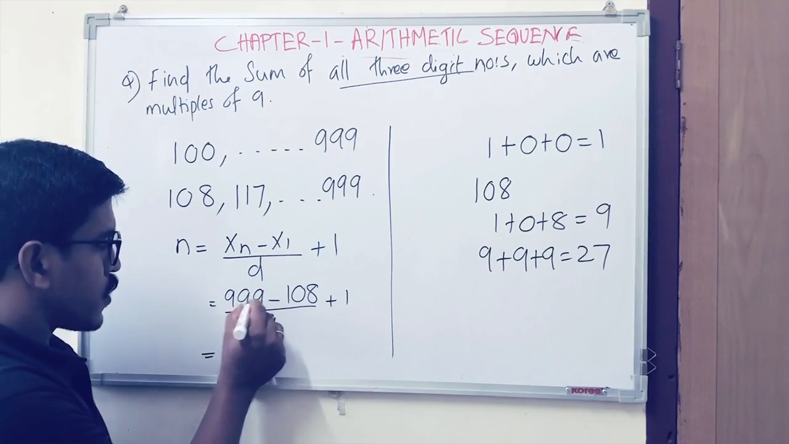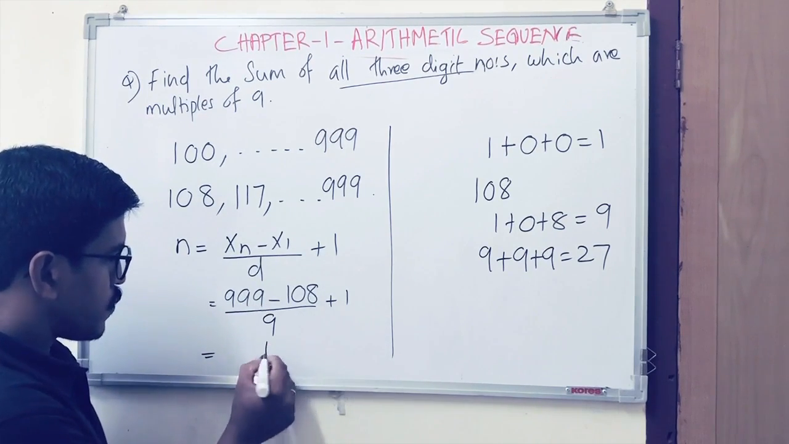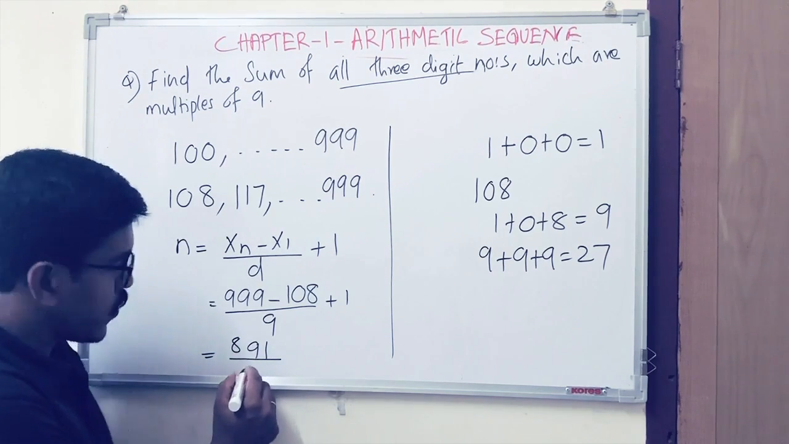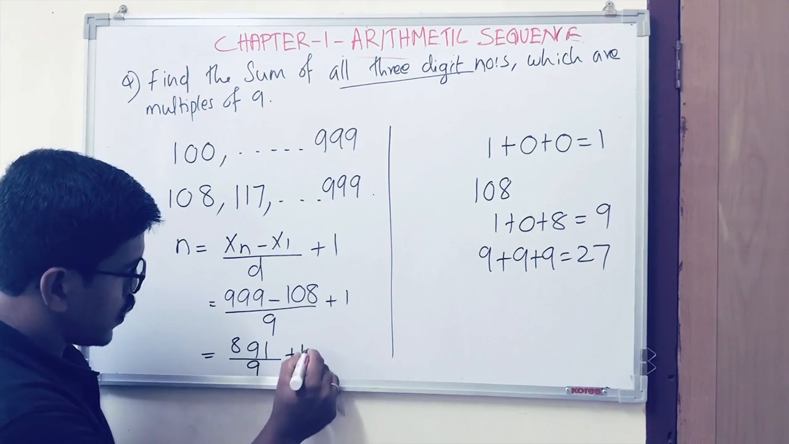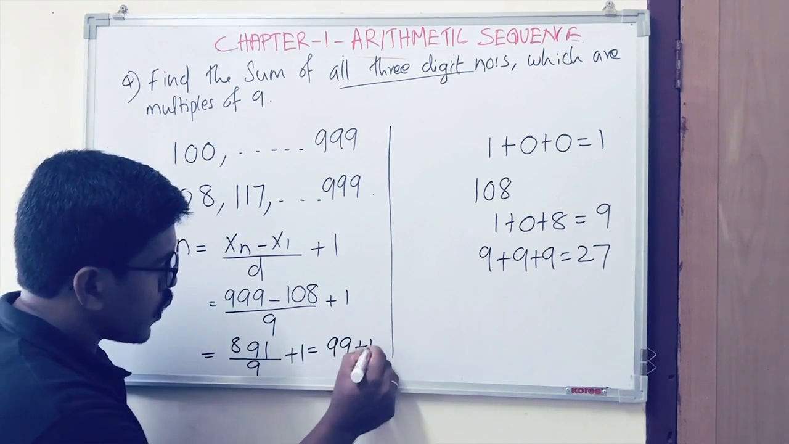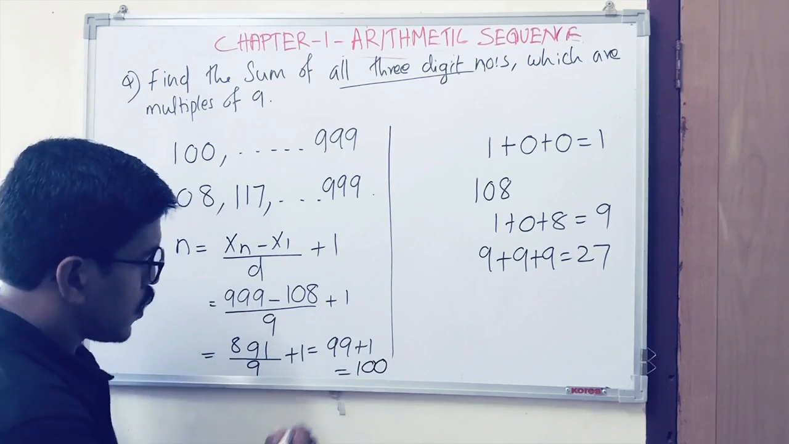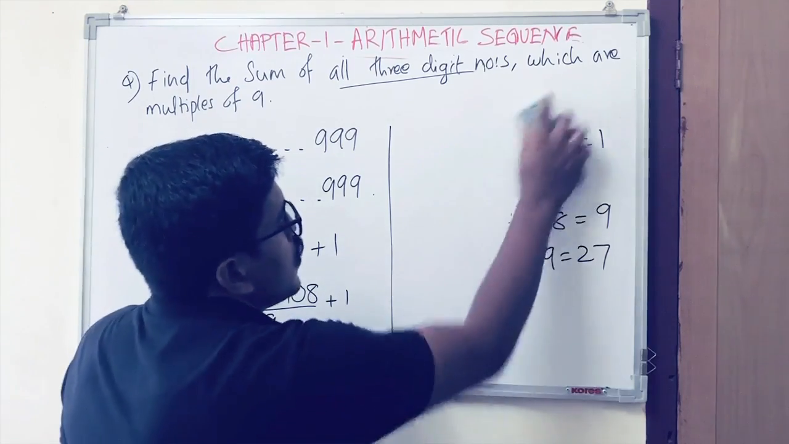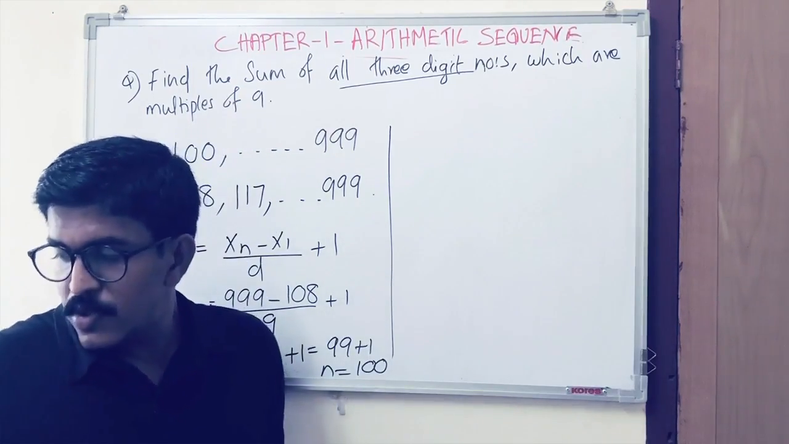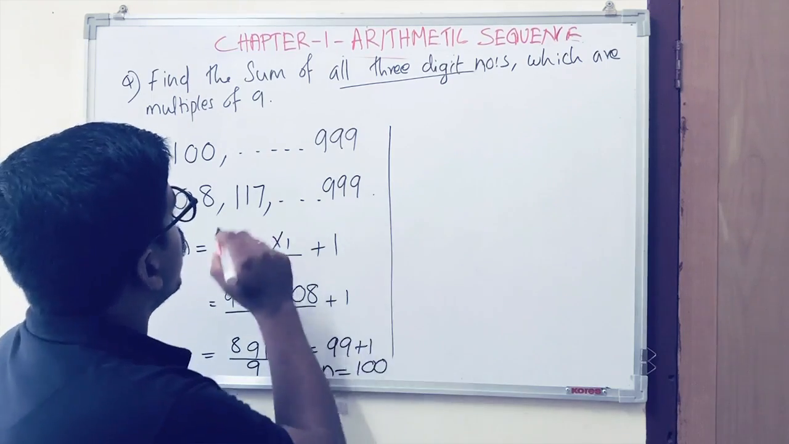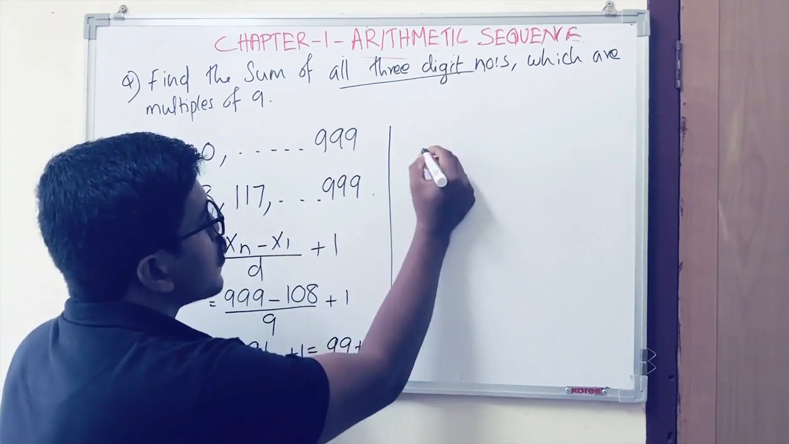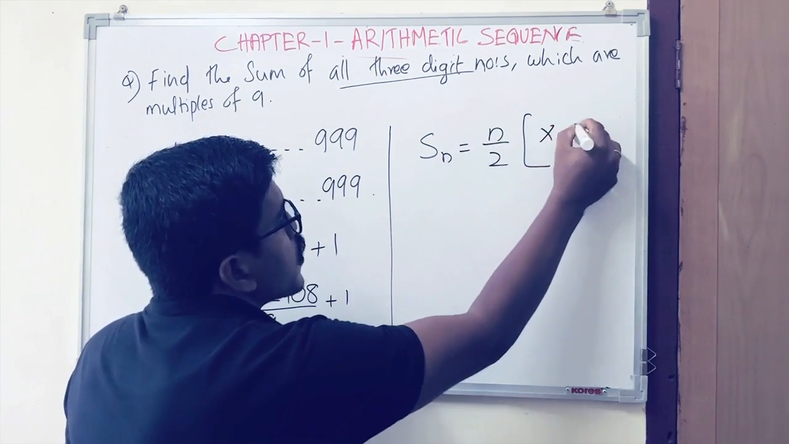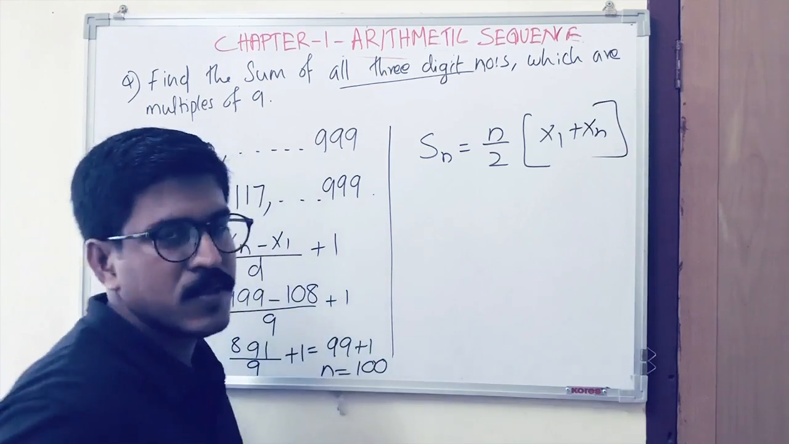So 999 minus 108, how much will come? 891. So 891 divided by 9 plus 1. That is 99 plus 1, 100 will come. That is n is equal to 100, we got it. Now we can directly take the equation to find out the sum of all the 3-digit numbers which are multiples of 9. That the sum Sn is equal to n by 2 into (x1 plus xn). We can use this formula here.